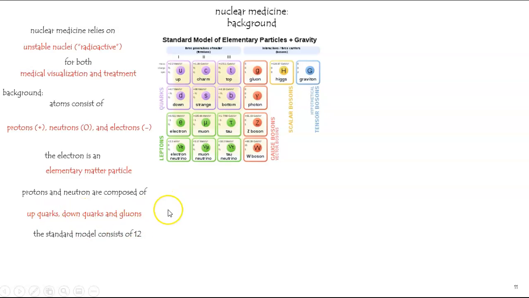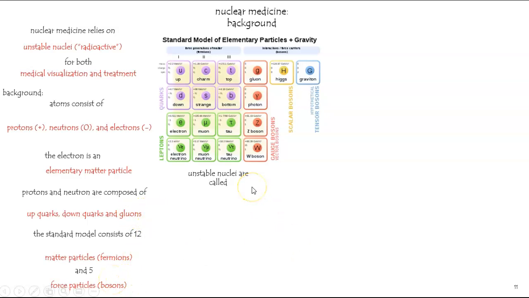Now, quarks are considered to be matter particles, meaning fermions. Gluons are believed to be force particles, meaning energy. And the standard model consists of 12 different matter particles and 5 different force particles. That's going a little deeper than we need to, but that's fine.